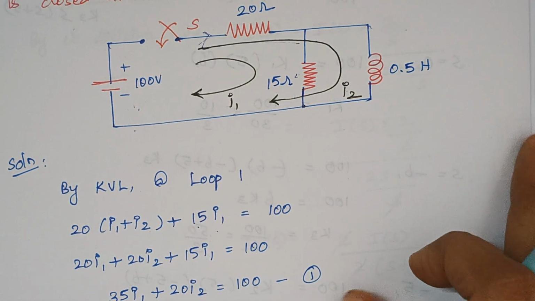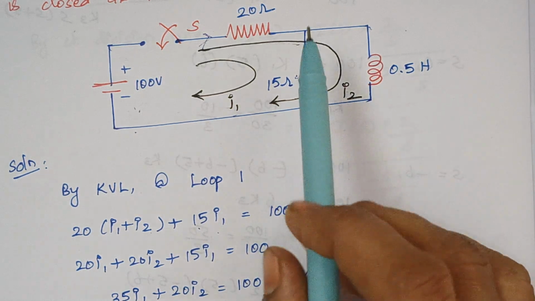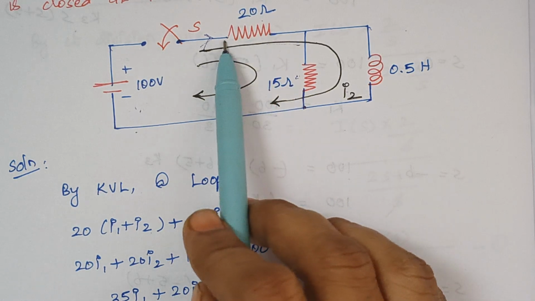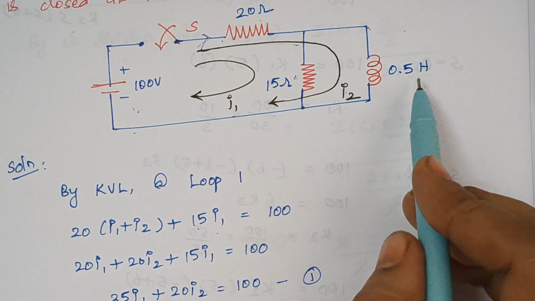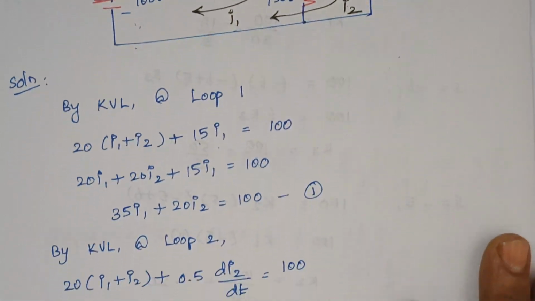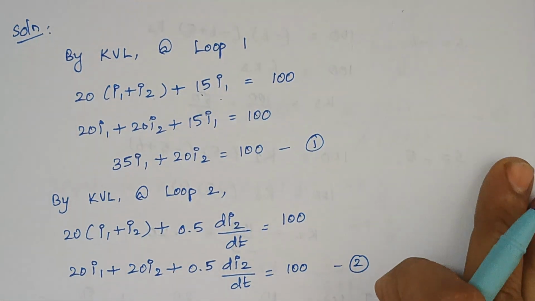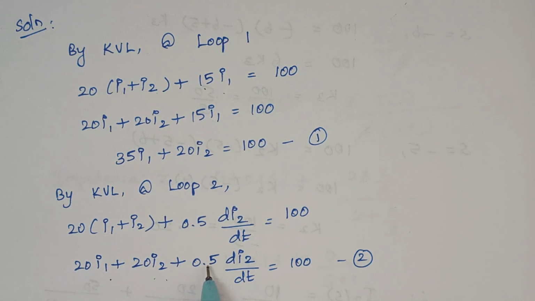Now we have to apply KVL for our bigger loop, right? So again when you apply KVL, what happens? The voltage drop across this 20 ohm is 20 into I1 plus I2 plus here it is 0.5 into di2 by dt, right, which is equal to 100 volt here. So just write down the expression. Again we have to simplify. So once you simplify this, here we are getting the expression as 20 I1 plus 20 I2 plus 0.5 into di2 by dt equal to 100. Name this as equation number 2.